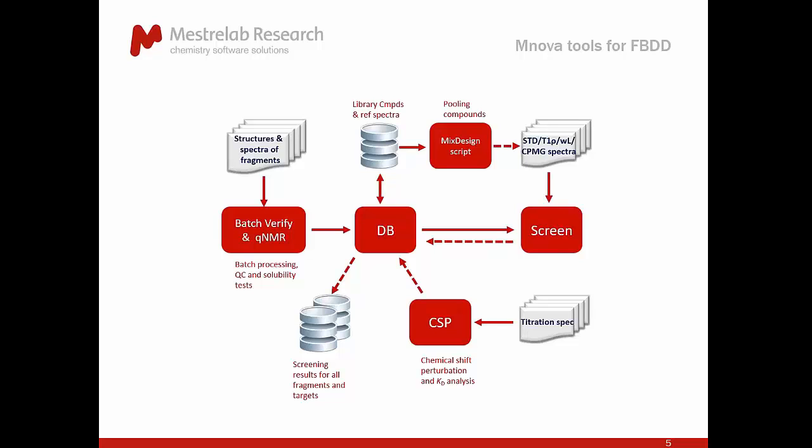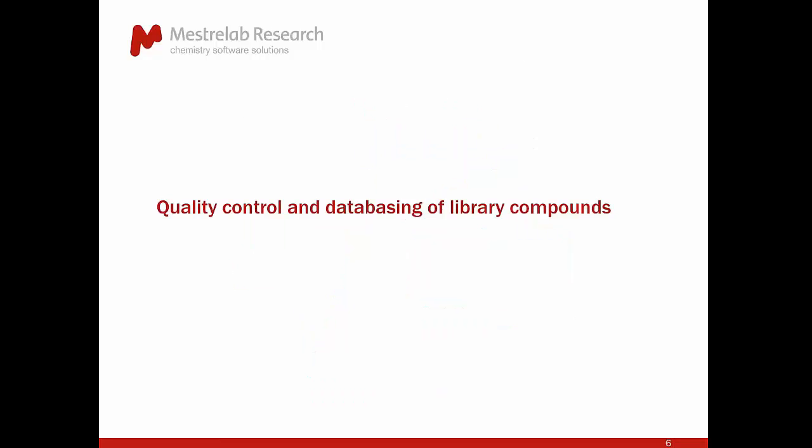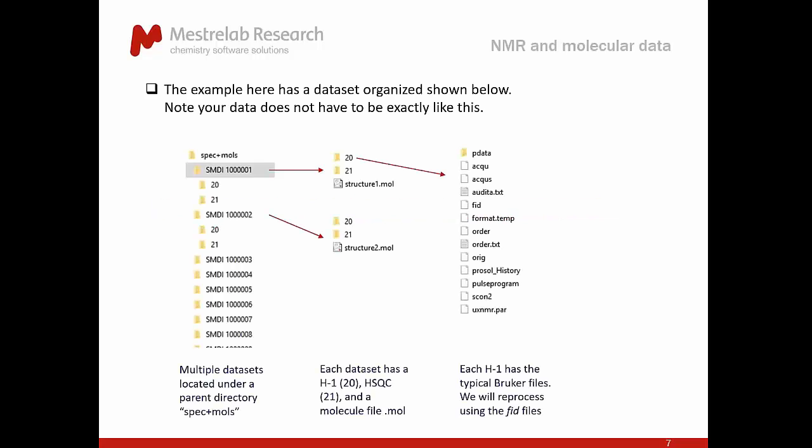So next, my focus will be on these tools and show you how they work. So first thing is quality control and databasing of library compounds. Typically, we have the 1D spectrum of your library compounds and then the molecular files. Then we want to make sure the spectra look right, so we know the compound identity is right. And then we want to make sure the solubility is big enough for the later analysis for binding studies, right?